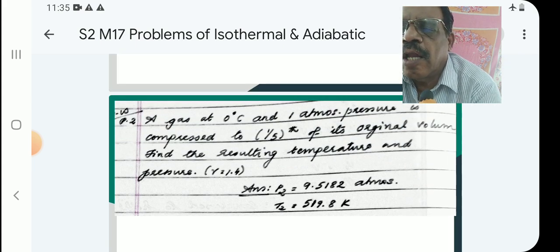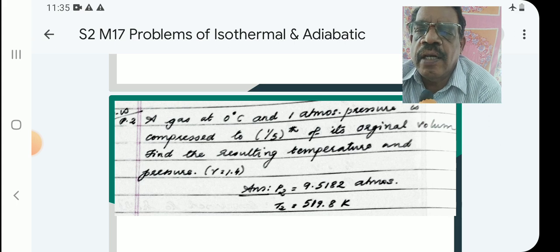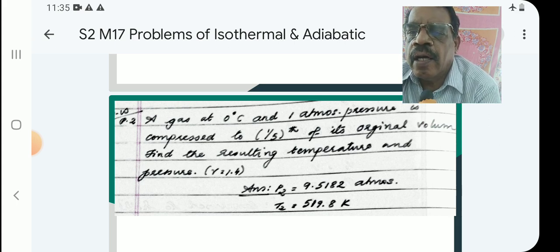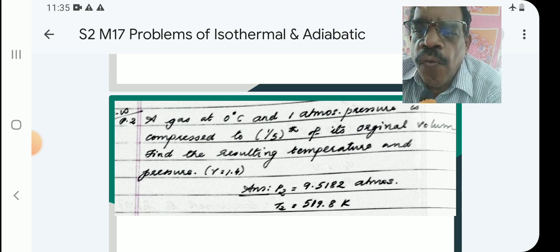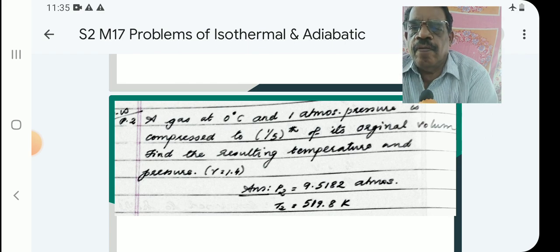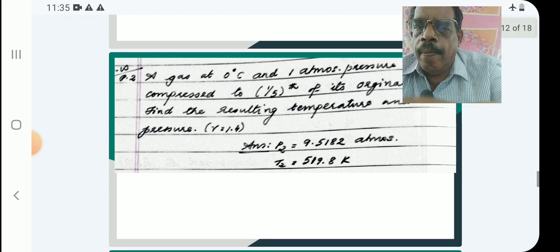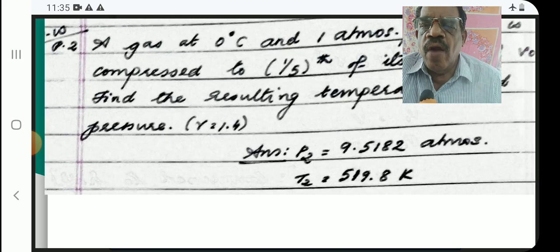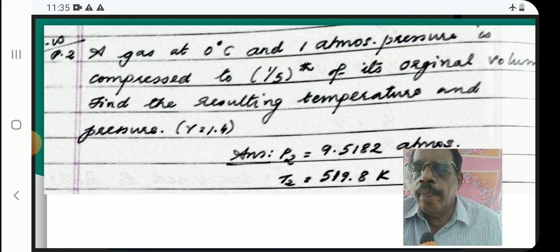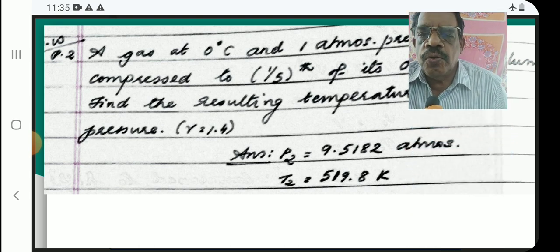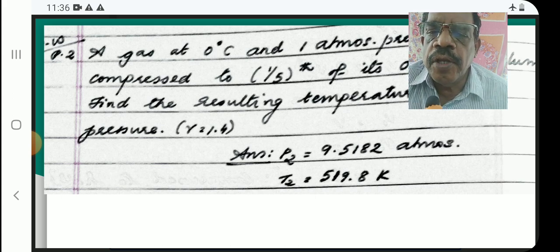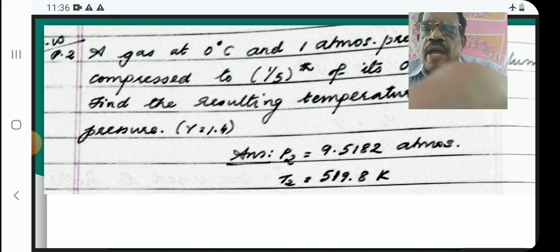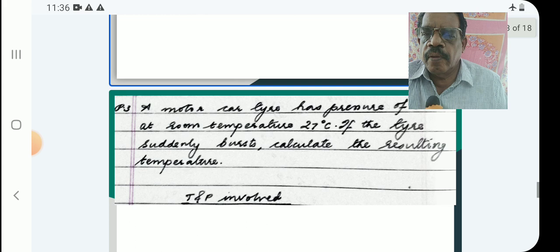Next problem. It can be done as a homework. A gas at 0 degree centigrade and 1 atmospheric pressure is compressed to 1/5 of its original volume. Find the resulting temperature and pressure. It should be done in the same way. Answer: P2 is 9.518 atmosphere. T2 is 519.8 K. Same type problem you can do as a homework. Practice question.